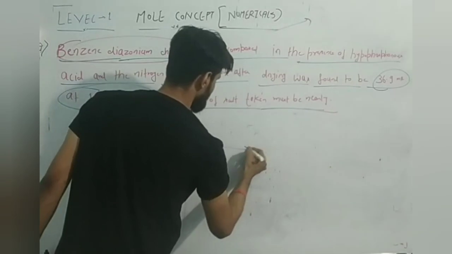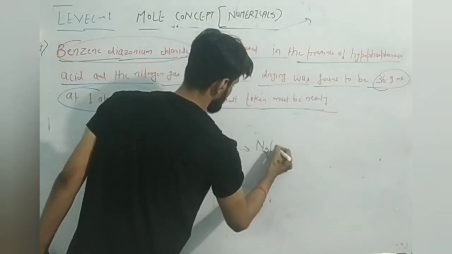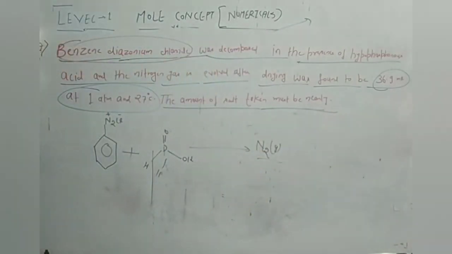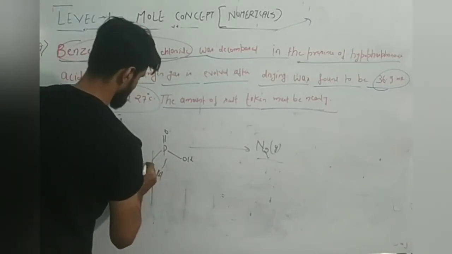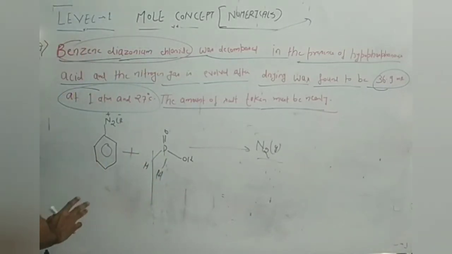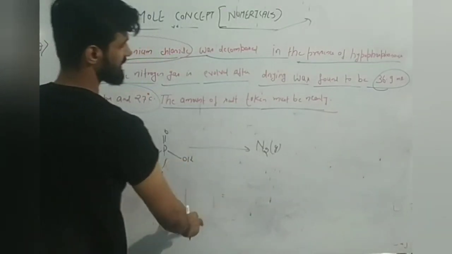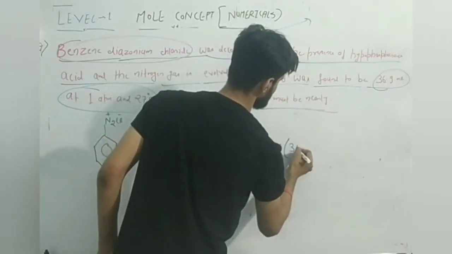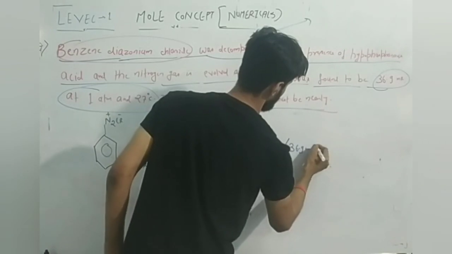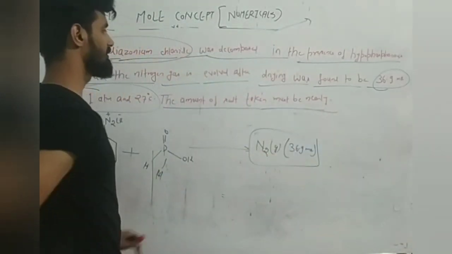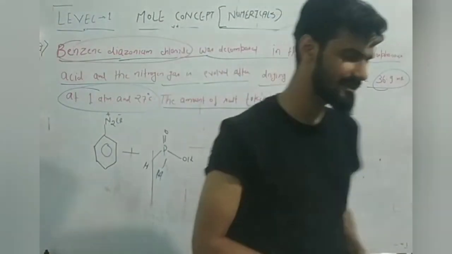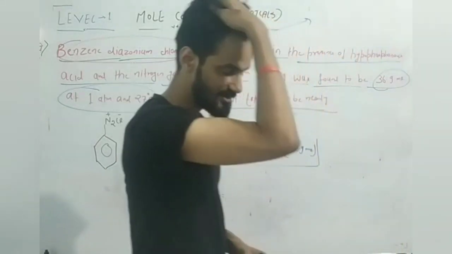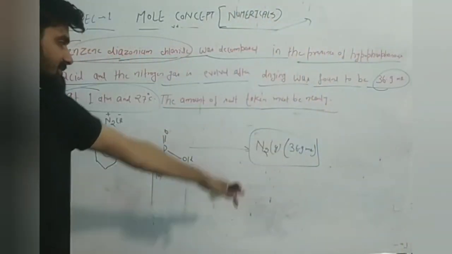Hypophosphorus acid reacts and produces nitrogen gas. We don't need to go into anything else right now. This is the hypophosphorus acid. It is reacting with the diazonium salt, producing nitrogen gas, and the volume of nitrogen gas given is 36.9 ml. Generally, if nothing is given in the question, you can apply the gaseous state. This gas will be an ideal gas.